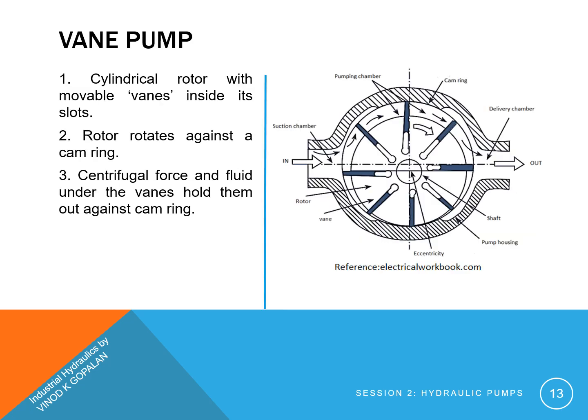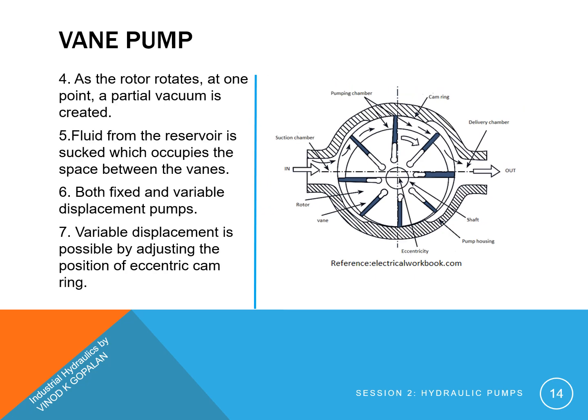Vane pumps. As shown in the picture, a vane pump consists of a cylindrical rotor with movable vanes inside its slots. Rotor rotates against a cam ring. Centrifugal force and fluid under the vanes hold them out against the cam ring, which acts as a positive seal. As the rotor rotates, at one point a partial vacuum is created. Fluid from the reservoir is sucked in, which occupies the space between the vanes. Vane pumps are available in both models, fixed and variable displacement. Variable displacement is possible by adjusting the eccentricity of the cam ring.